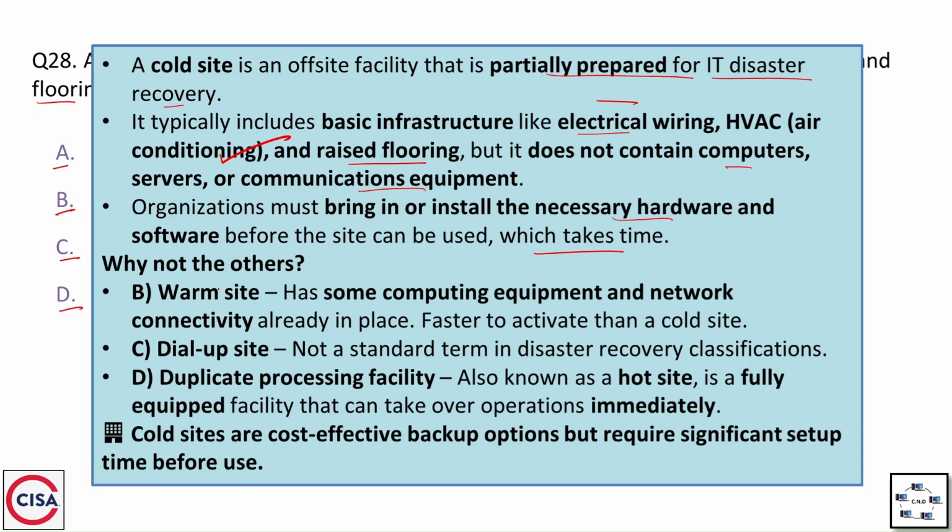Why not the others? Option B, warm site has some computing equipment and network connectivity already in place, faster to activate than a cold site. Option C, dial-up site, not a standard term in disaster recovery classifications. And option D, duplicate processing facility, also known as a hot site, is a fully equipped facility that can take over operations immediately. Cold sites are cost-effective backup options but require significant setup time before use.